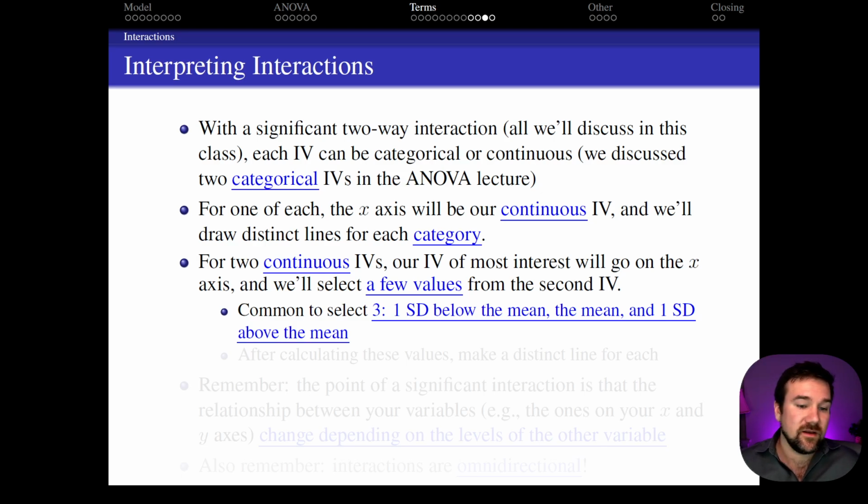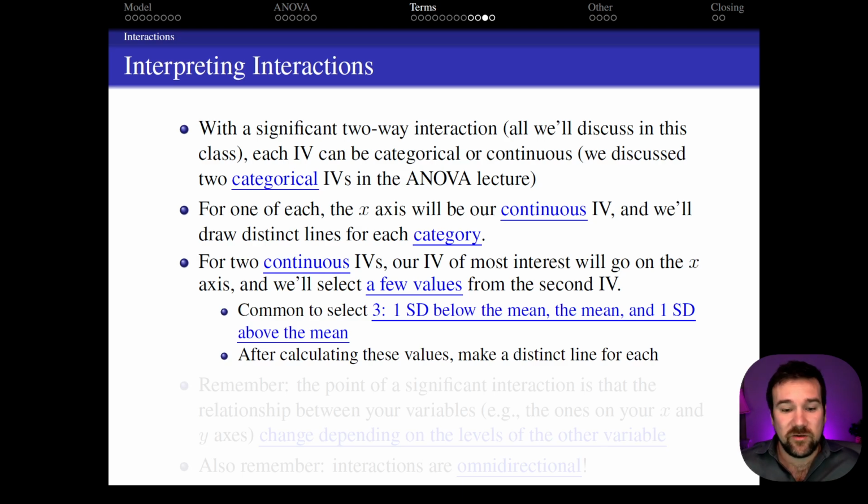Now, there's a few different ways to break it into categories. One common one that I have seen, and it works out all right, is to select 3 different categories. I'll take that second independent variable at its mean value. That's the first category. The second is 1 standard deviation below the mean. And the third is 1 standard deviation above its mean. So I'm going to have 3 values, and I'm going to use those to create the 3 lines. We'll look at an example in a second, and maybe it'll help make sense.